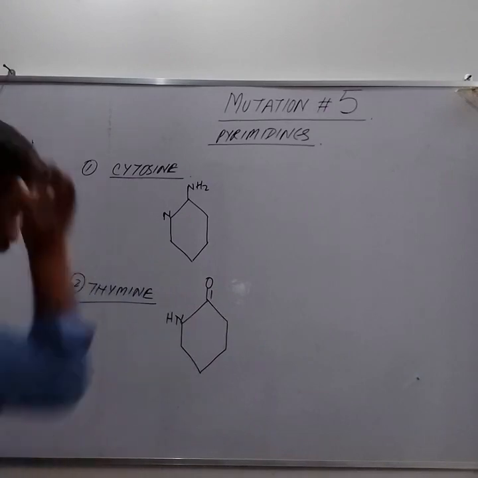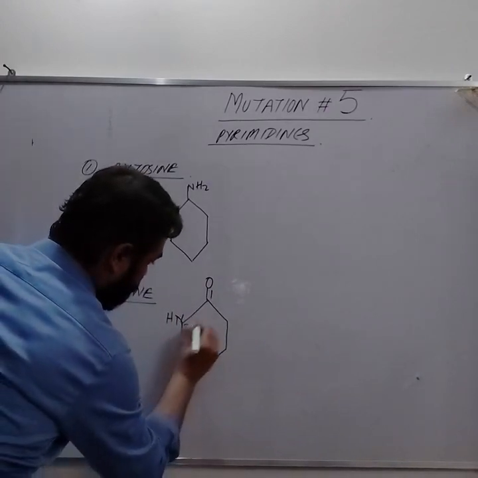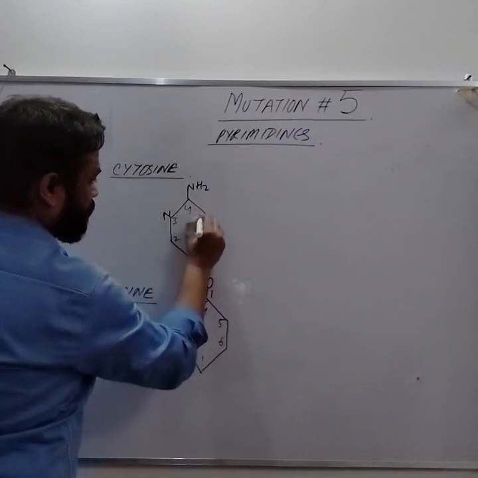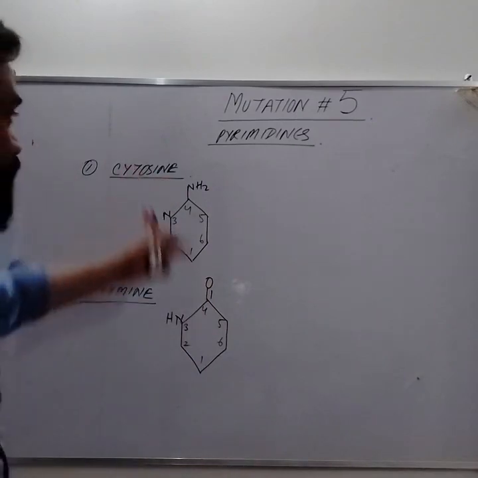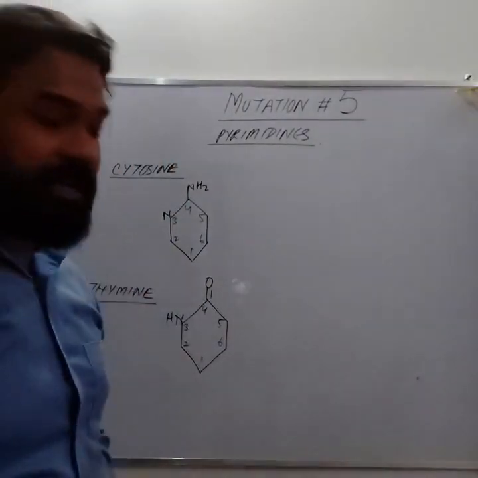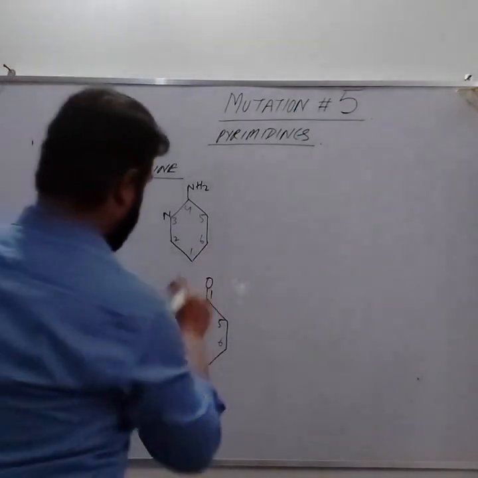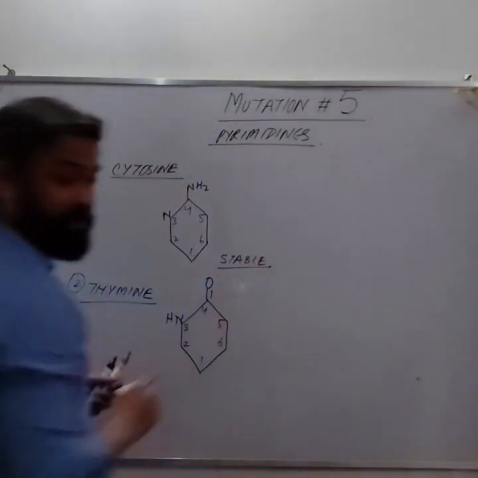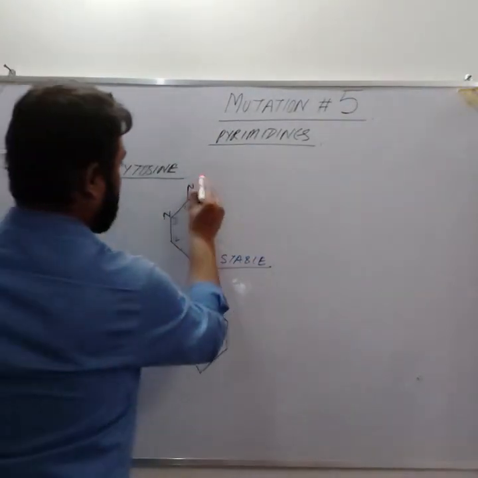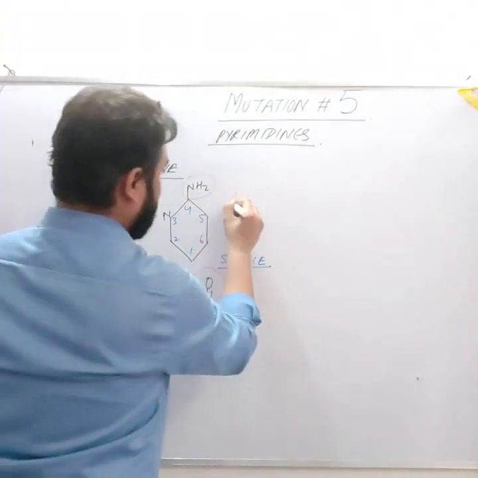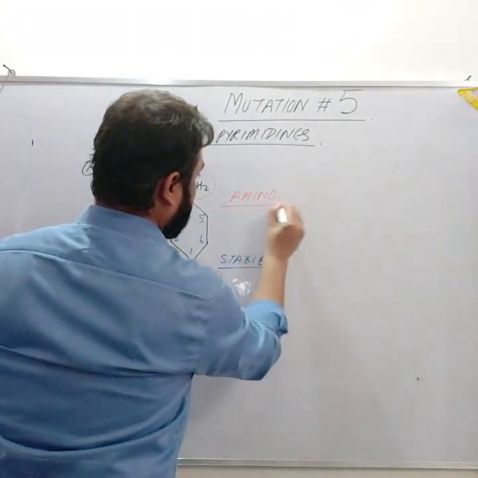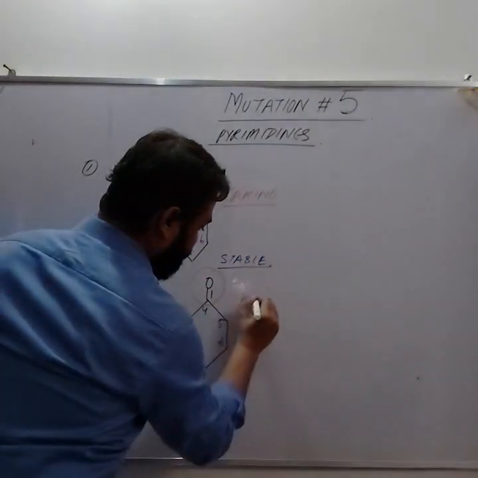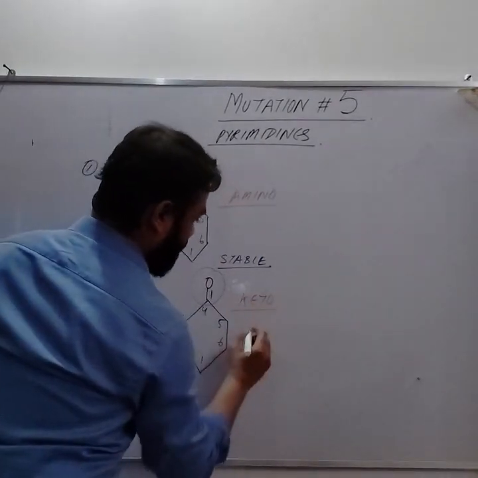About the numbering, now these are the structures of cytosine and thymine, and these are the stable forms. According to the group, this is again your amino form of cytosine, and this is, according to the group, the keto form.